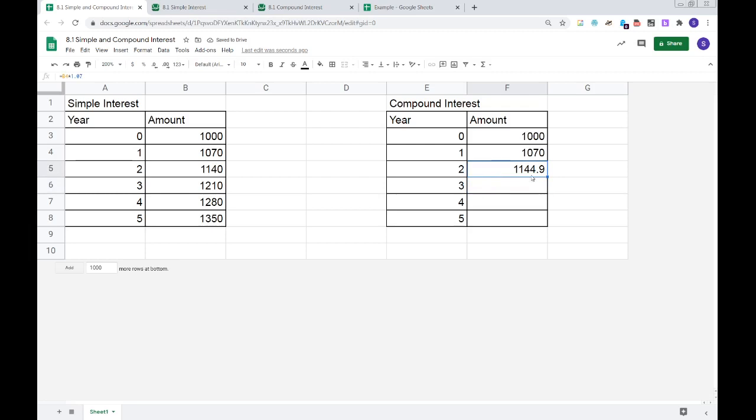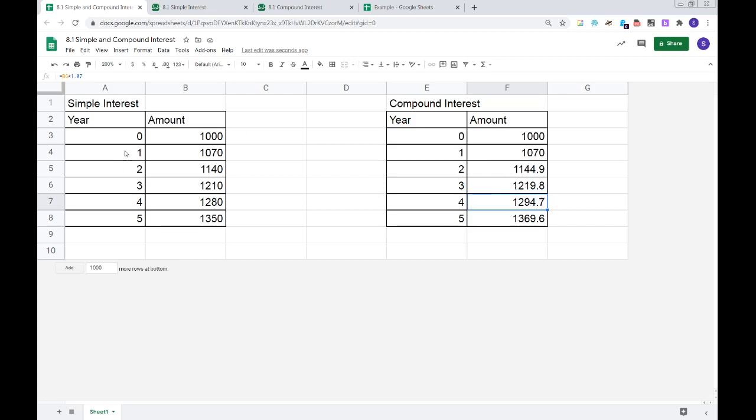And why is that? I'm going to continue the pattern using the spreadsheet. These numbers are greater than these numbers. This number is 1070 multiplied by 1.07. This number is the previous number multiplied by 1.07, and so on for each following number. So instead of adding, we were multiplying each time.